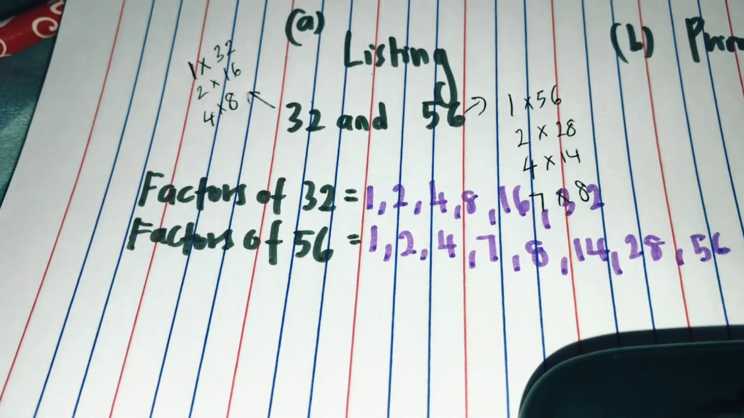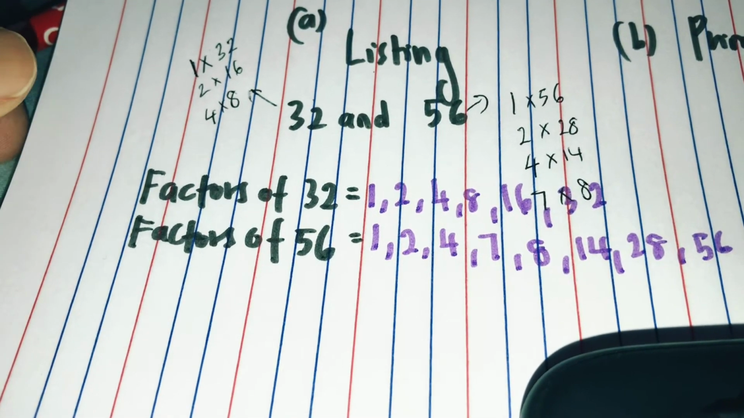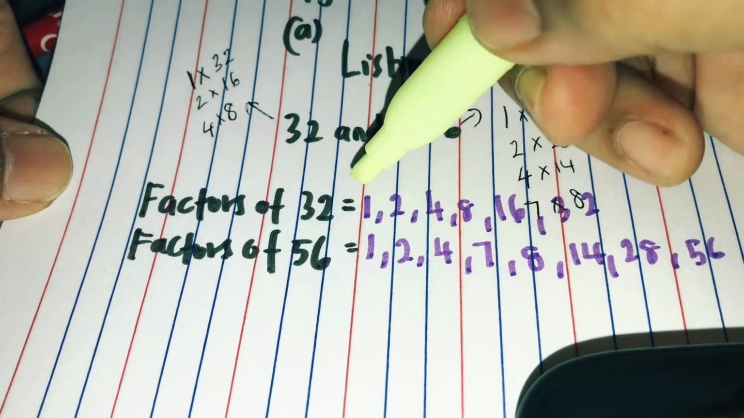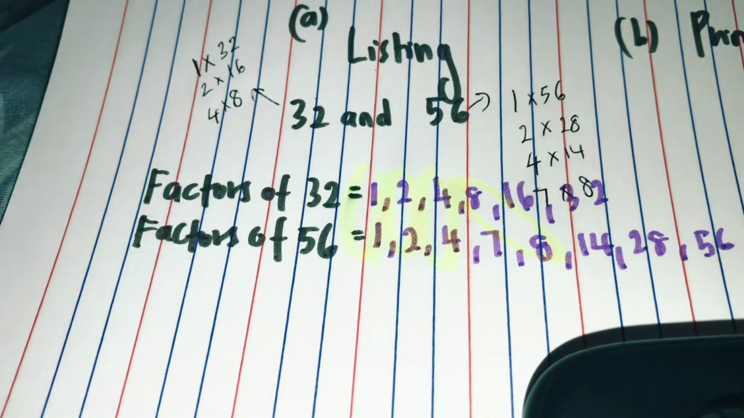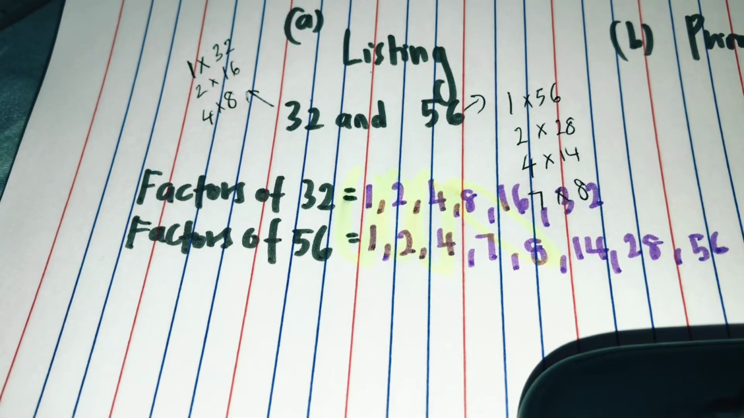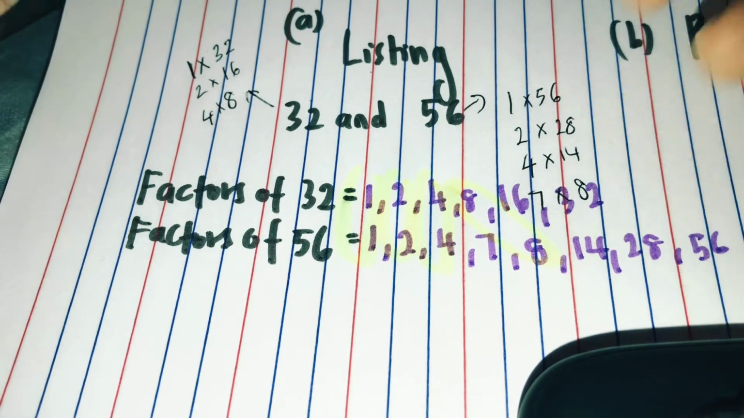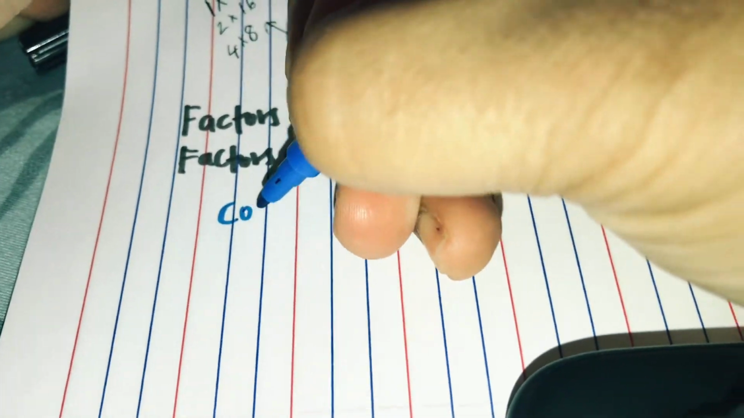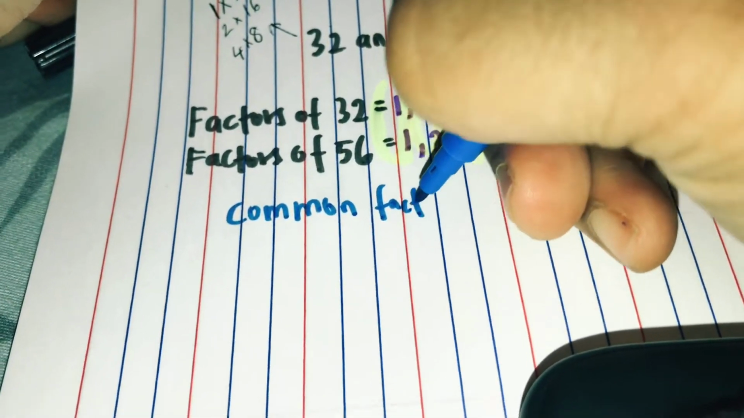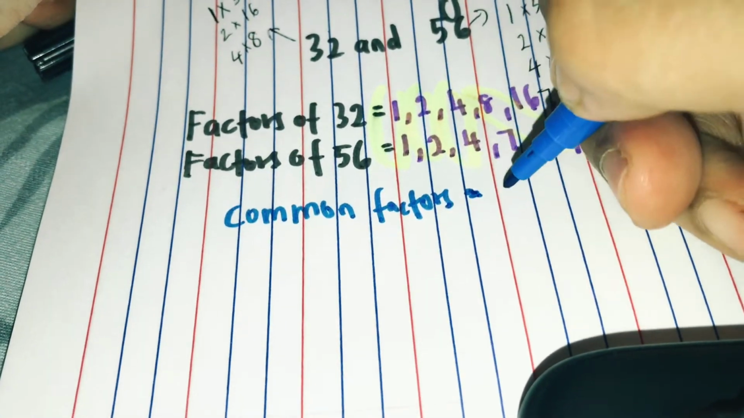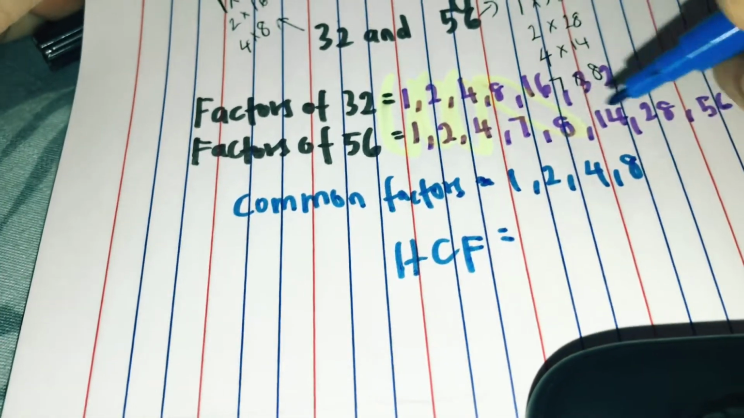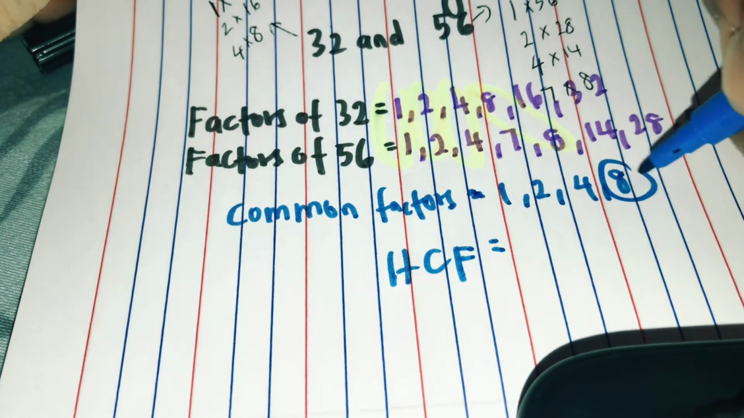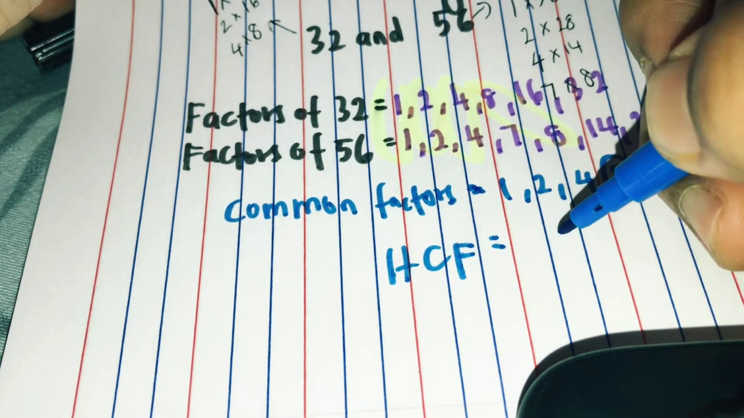After you list all the factors, now we find the common factors. Common means the same factors. The common factors here are 1, 2, 4, 8. From the common factors, you can identify the bigger number. So automatically from the list of common factors, you can identify the bigger number here, 8, right? So automatically HCF equals 8.